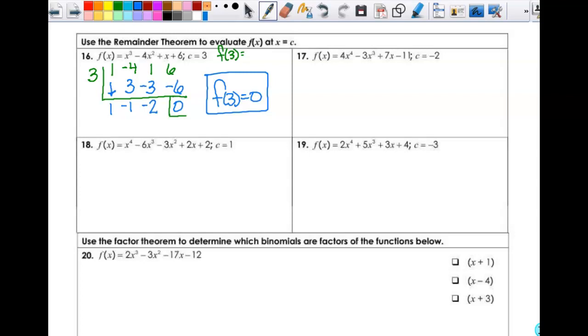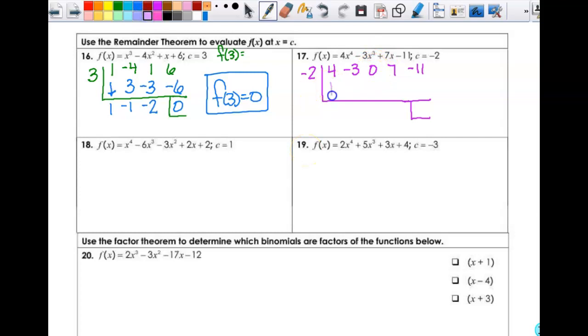Right, so then number 17, negative 2 on the outside. On the inside, well, let me just tell you on number 17, if you get negative 69, that answer is not right. Pretty sure I know what mistake you made. In here I have 4, negative 3, 0, 7, and negative 11. Because I have a 4th degree, I should have 5 numbers in here. I'm missing my x squared term. That's why there's a 0 right there.